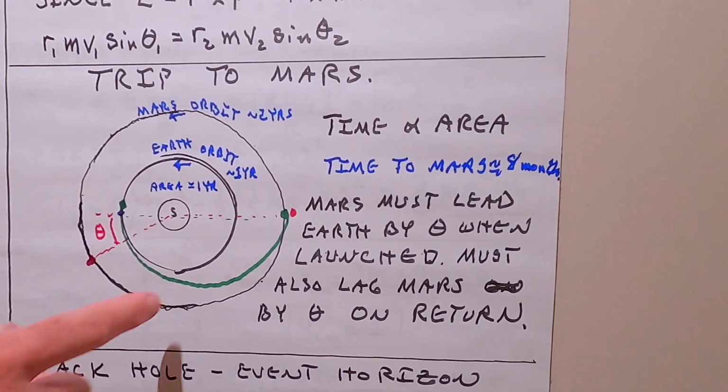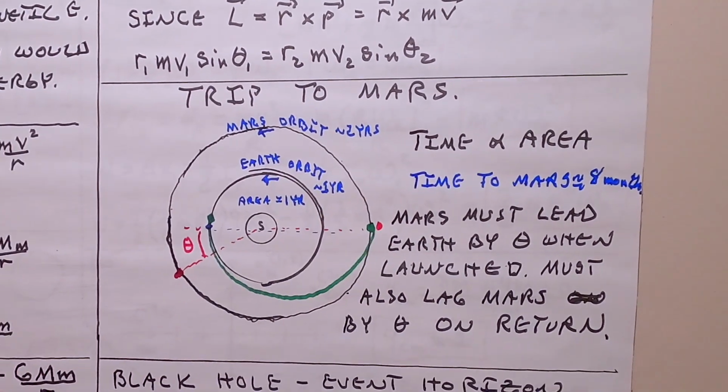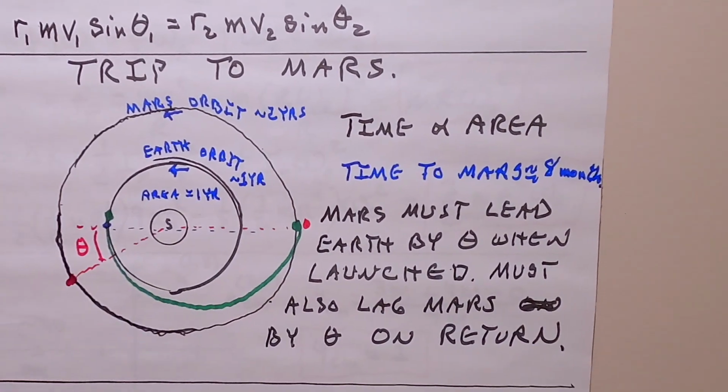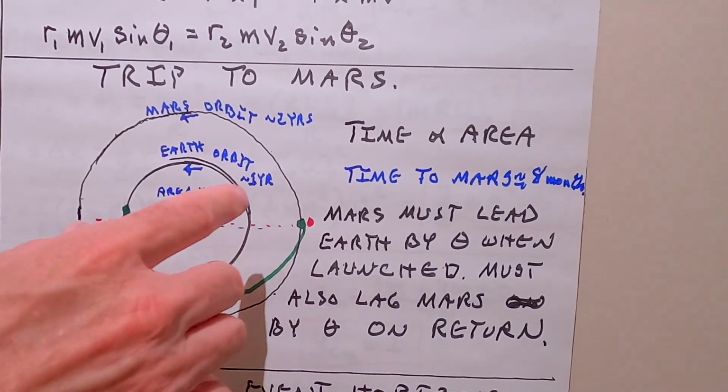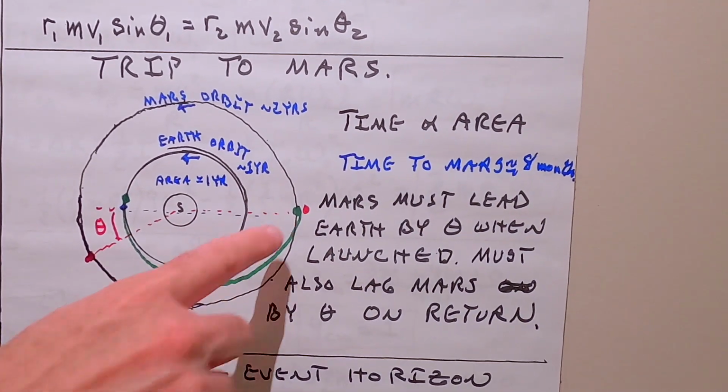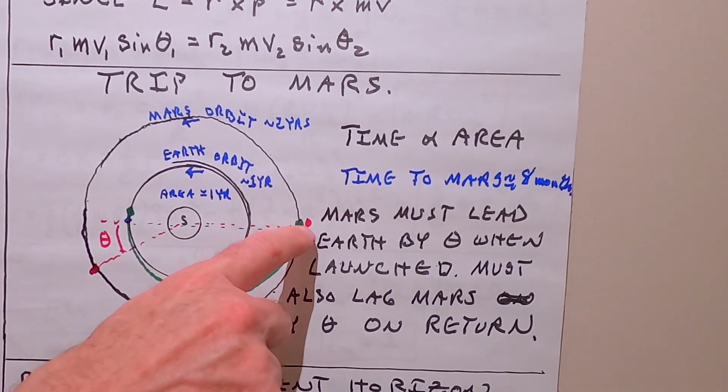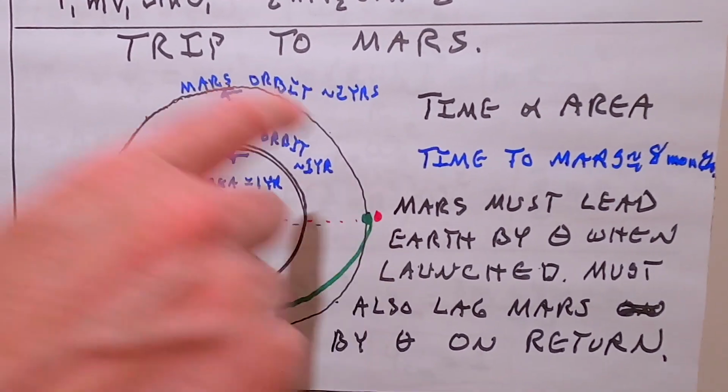Now, when you get to Mars, when you get out there, you better make sure Mars is there. You'd hate to see Mars way over here someplace. So you can't just take off to Mars at any time. You have to take off such that Mars will be there in 8 months.